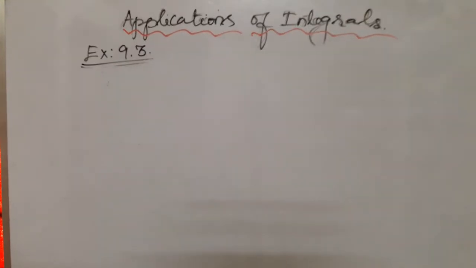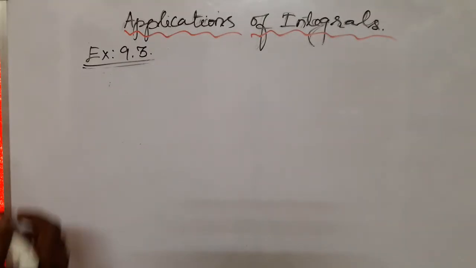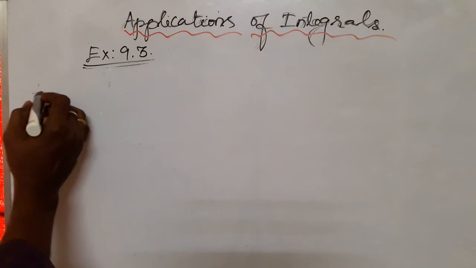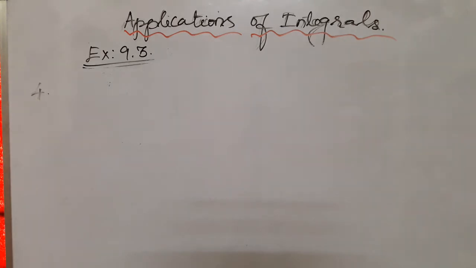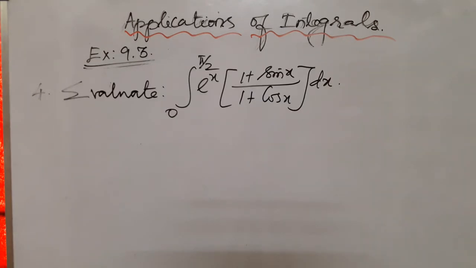Now, dear students, again exercise 9.3, question number 4. Okay, question number 4. Evaluate the integral from 0 to pi by 2 of e power x into (1 plus sin x) by (1 plus cos x) dx. So, here we are going to use different formulas.